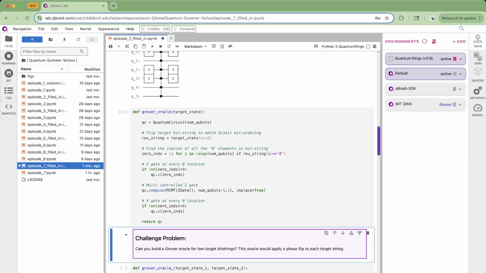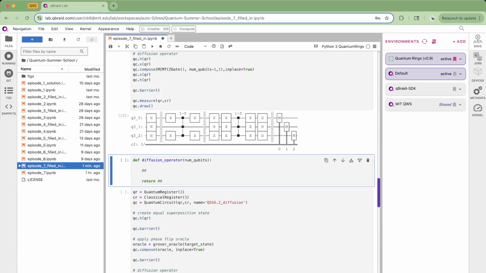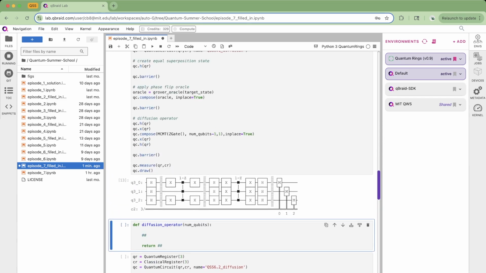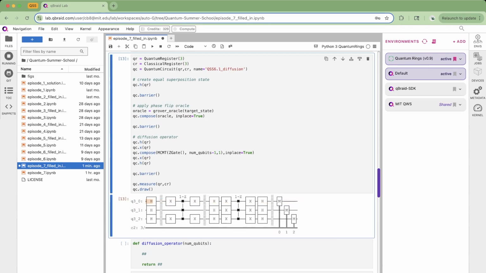So here we have our Grover oracle and our target state. Okay. So here's everything that we've got. We first create our equal superposition state. Then we have our phase flip oracle. Here we have our diffusion operator. And then finally we measure everything.